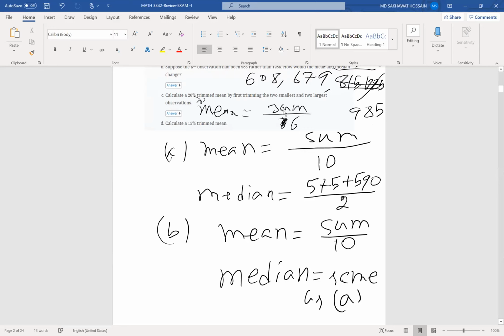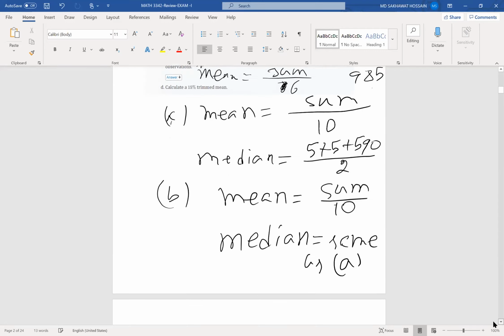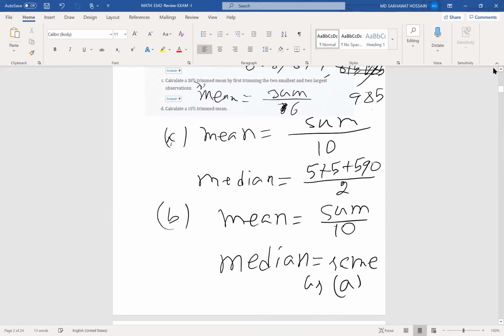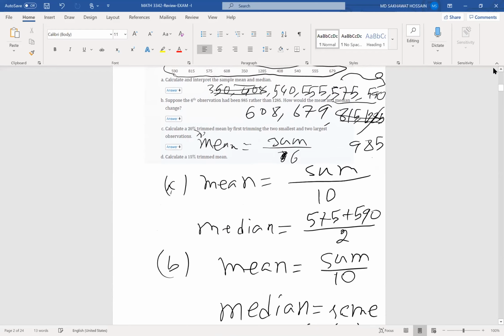So that will be the 20% trimmed mean. And calculate the 15% trimmed mean. So I'm going to show how to calculate the 15% trimmed mean. For the 15% trimmed mean, we have 0.15, and we have a total of 10 numbers, right? So that means 1.5. You have to remove 1.5 observations from the left and 1.5 observations from the right.